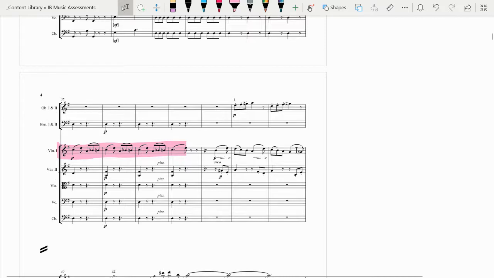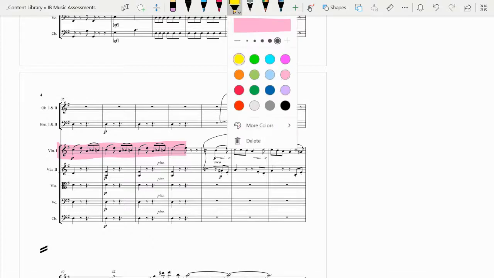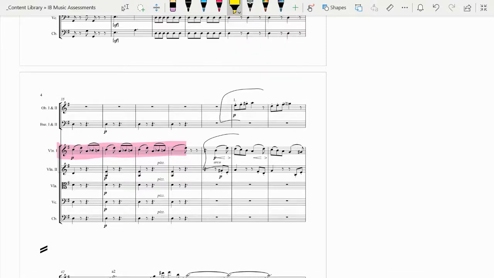During the transition, we also get an early development of counterpoint here. Usually I put texture things, when there's counterpoint happening, in yellow.